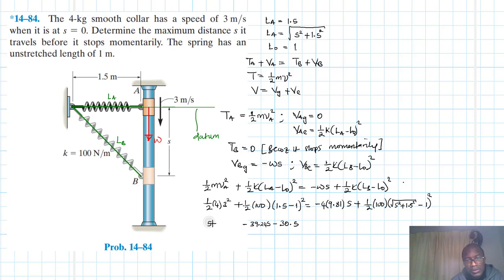Okay, so this just becomes 50 times the square root of S squared plus 1.5 squared, minus 1, and squared like that, and then this is equal to 0. Okay, so then I'll need to solve this using trial and error. So let's write this equation.